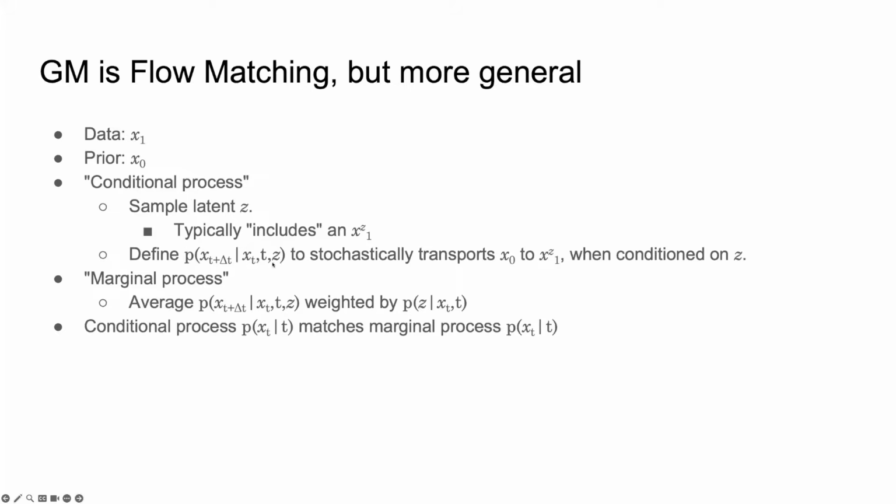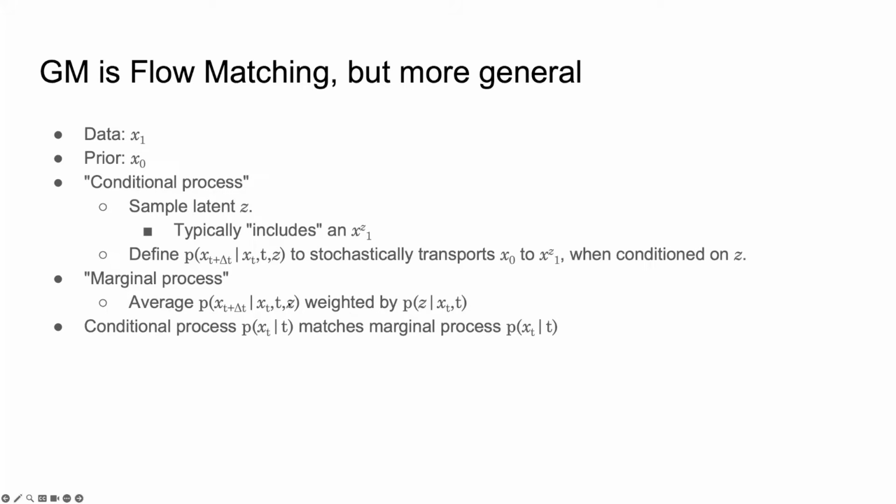I'm going to be informal here, and when I say a stochastic process, I'm just going to say the distribution over the next little time step of your state given the current time step and Z. So that's this conditional process. Given a Z, it turns an X0 into an X1. Then how generator matching works is there's another marginal process, which is the average of this small time step, weighted by the posterior distribution over Z given X_t and t.